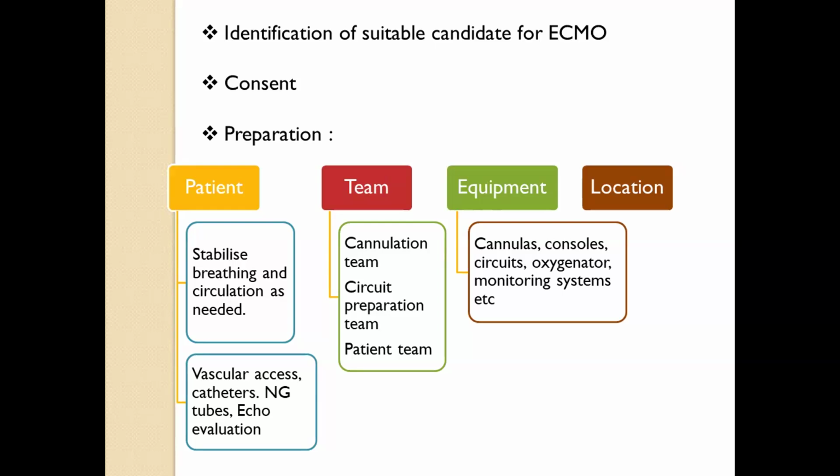And the following things need to be considered when we initiate ECMO. A few things have already been covered in the previous talks. The first thing is, of course, do we have the right indication, the right patient to start ECMO? The second thing is making sure that we have proper consent, which is taken by the team talking to the family members. The third aspect is, of course, preparation.